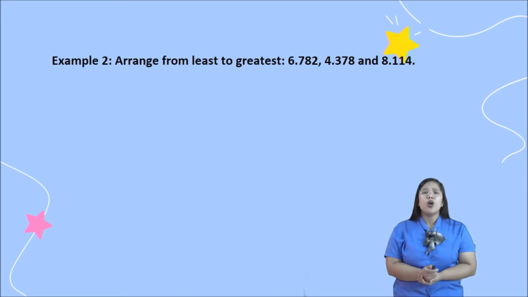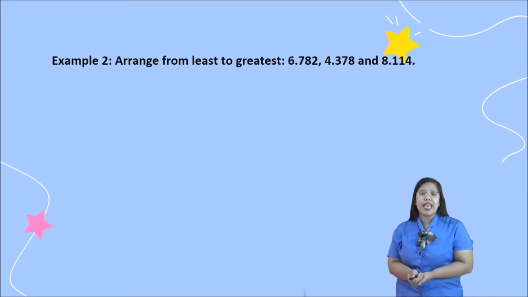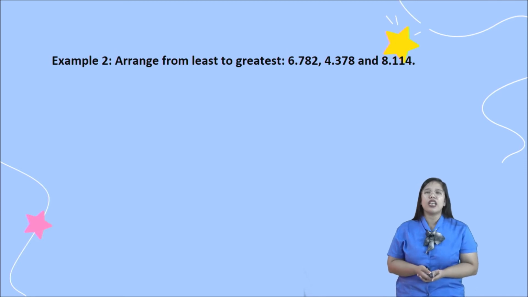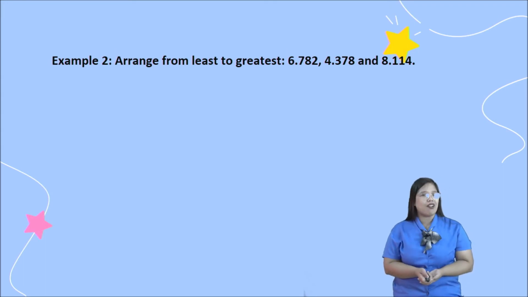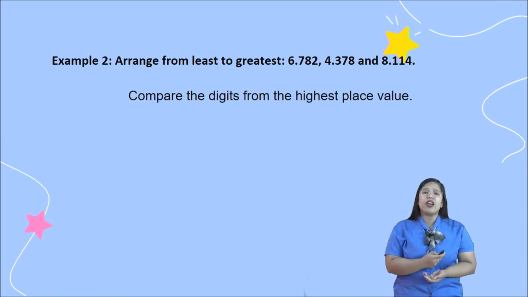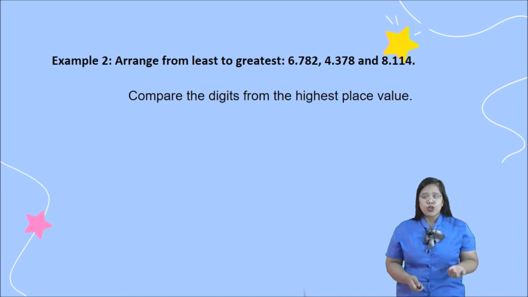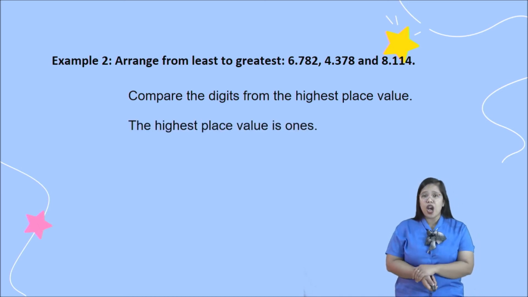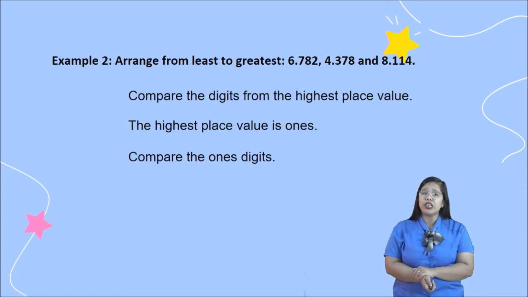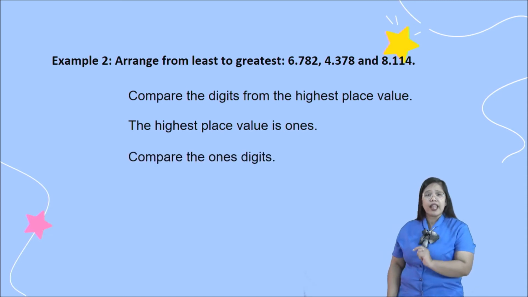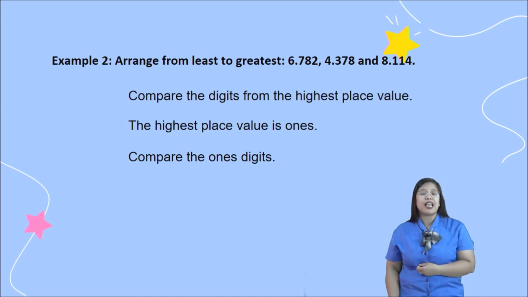Next example, we need to arrange from least to greatest again. We have 6 and 782 thousandths, 4 and 378 thousandths, and 8 and 114 thousandths. So we need to compare the digits from the highest place value. The highest place value is ones. As you can see, we have 6, 4, and 8 in their ones digit. We need to compare them now. 6, 4, and 8. Which is least and which is greatest?